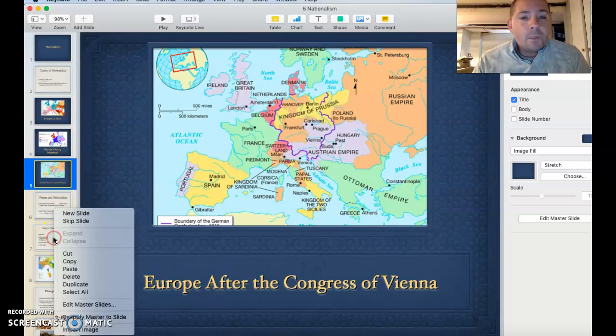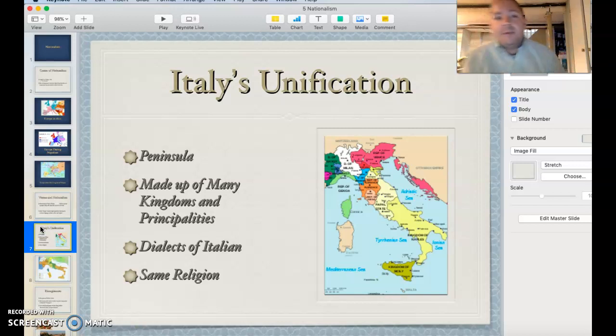So as a result of this, you have the rise of Italian and German unification in particular as two very important examples of unification throughout Europe. Italy has always been a very closely related country. People within the Italian peninsula all speak Italian. They're predominantly Catholic.